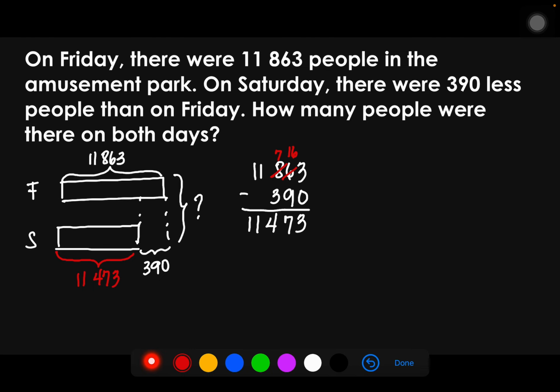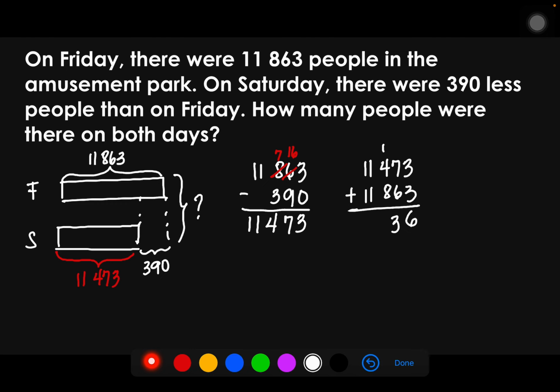So to find that, we have to add. We will be adding 11,473, and just like subtraction, we make sure that every place value is aligned. So 11,863. Now we can add. 3 plus 3 is 6. 7 tens plus 6 tens will give us 13 tens.